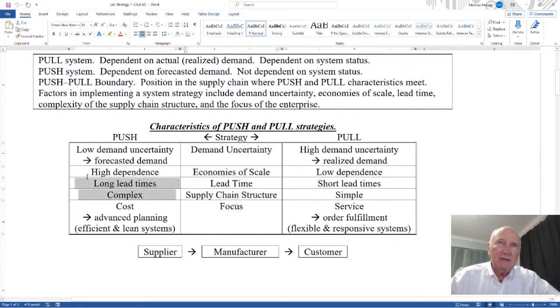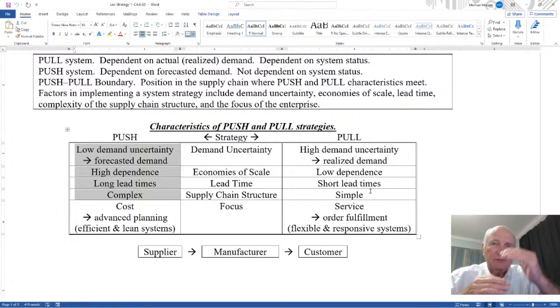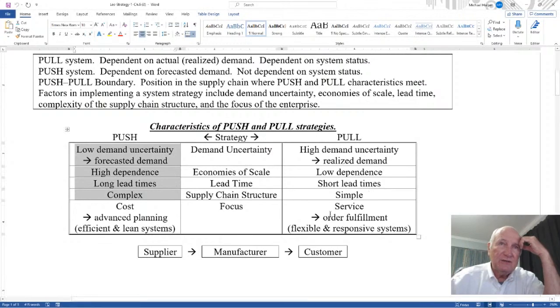Complex systems. A push system can hide a lot of the difficulties in designing a complex system. In other words, large inventories with forecasted demand, you can accommodate more complex systems within your supply chain structure. And so the more complex the system is, the more complex your supply chain is, you'll move toward having inventory to cover up those inconsistencies with the details.